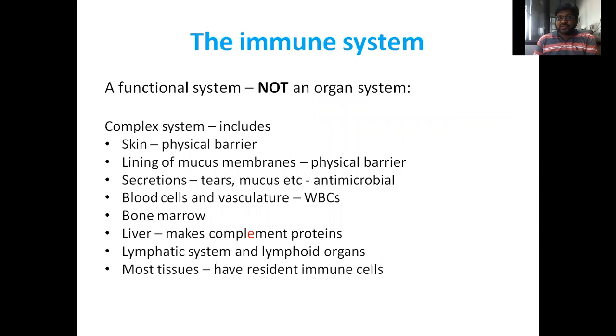So, what actually are the functions of the immune system? This is a functional system, not an organ system. This complex system includes skin as a physical barrier, lining of mucous membrane as a physical barrier, secretions of tears, mucus, etc. as antimicrobial agents, blood cells and the vascular system as WBCs, bone marrow, liver, complement proteins, lymphatic system and the lymphoid organs that help in the immune system. Most tissues have resident immune cells that can help for the immunity.